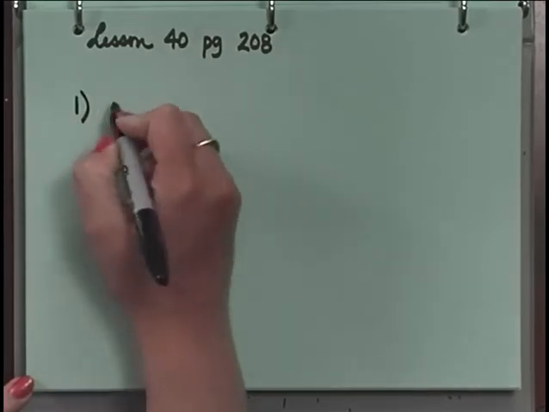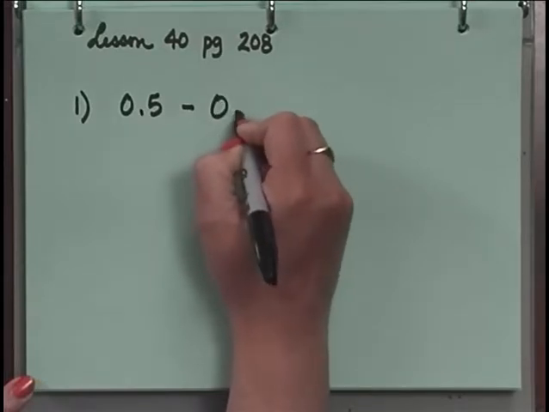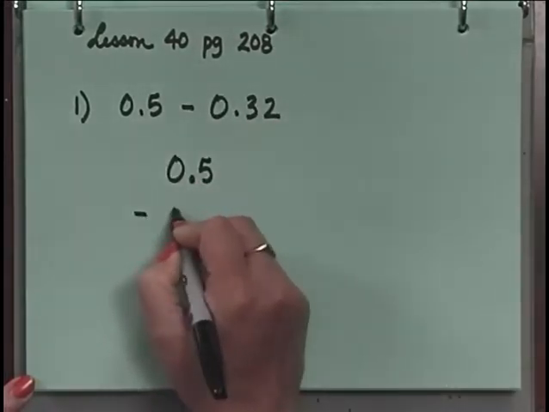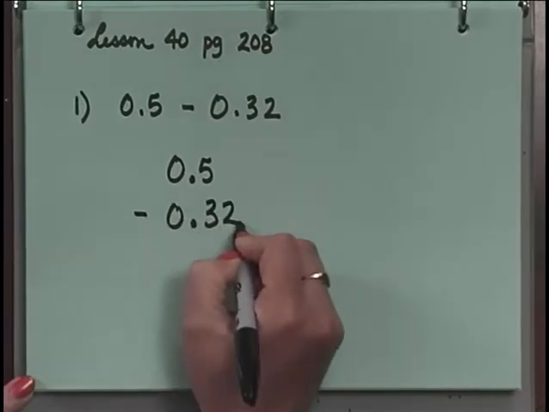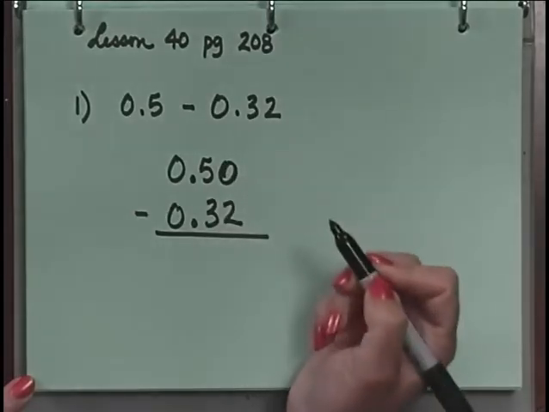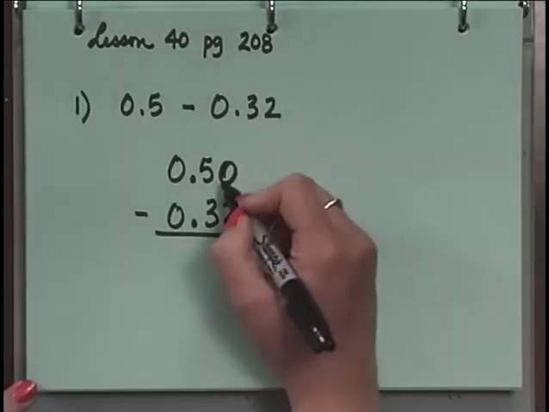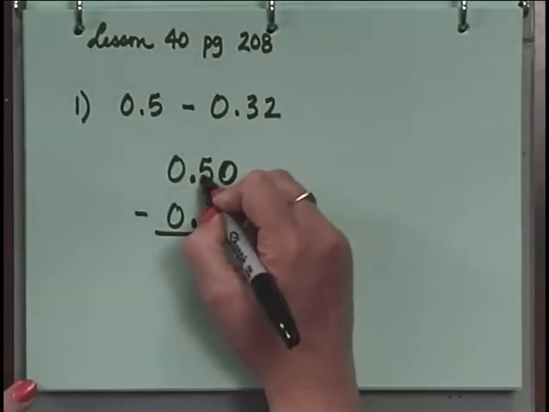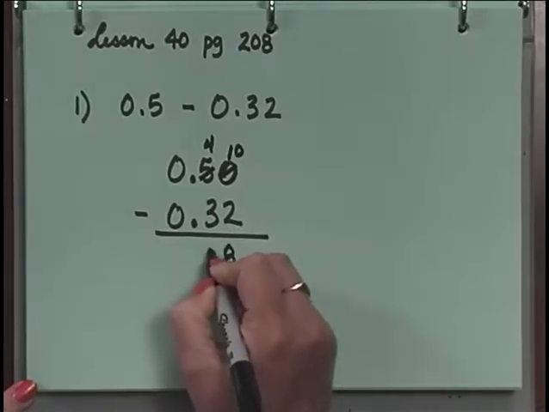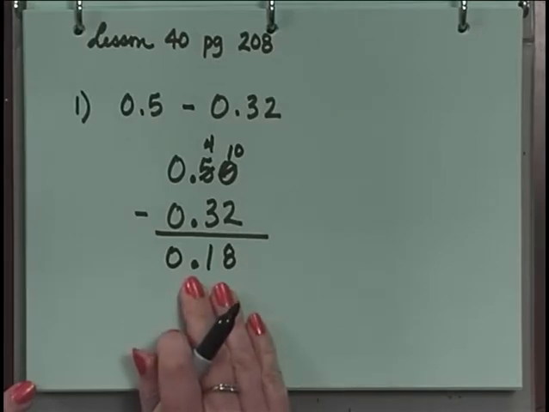Consider example 1. We're asked to take 5/10 and subtract from that 32 hundredths. Notice that if I line up my decimal points for the subtraction, I'm missing a place here. So I'm just going to put in a 0 here before I subtract. Then we can just subtract. We need to borrow. So 10 minus 2 is 8, and 4 minus 3 is 1. So our difference would be 18 hundredths.